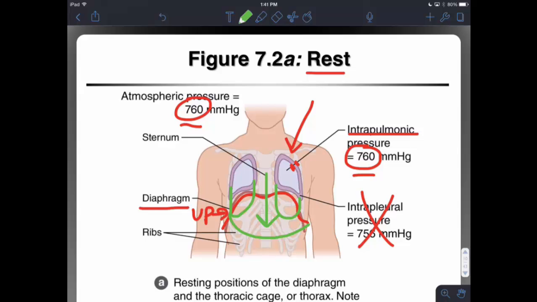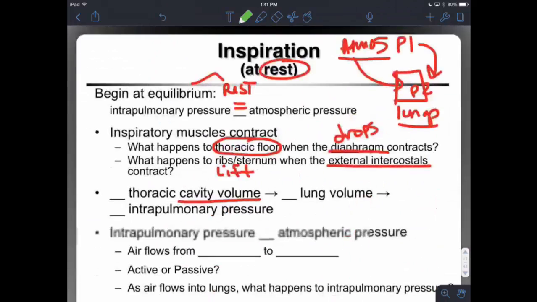So basically, when the diaphragm contracts, the lungs expand down, so they get taller. When the external intercostals contract, the lungs are lifted away from the chest, because as the ribs lift, the lungs lift, and it's like you're taking a balloon and you're pulling it open. So the diaphragm and the external intercostals, when they contract, cause the thoracic cavity volume to increase.